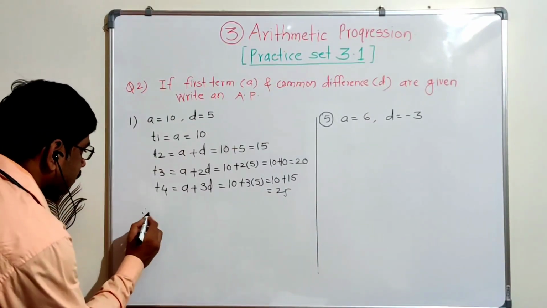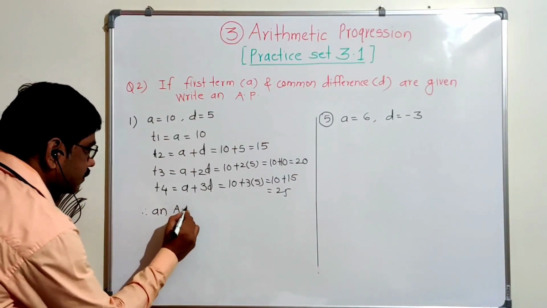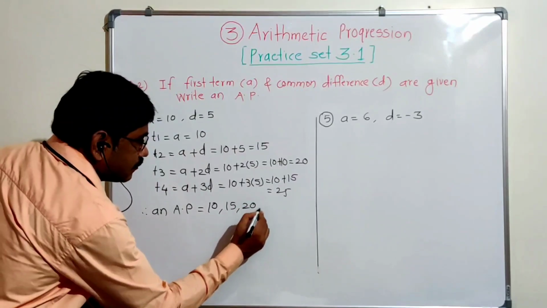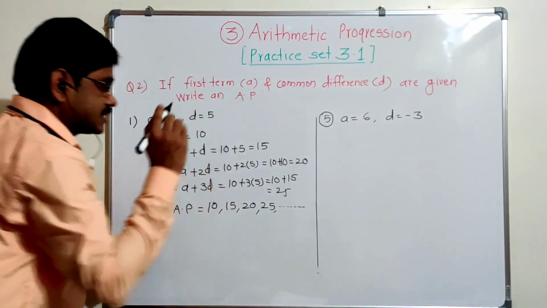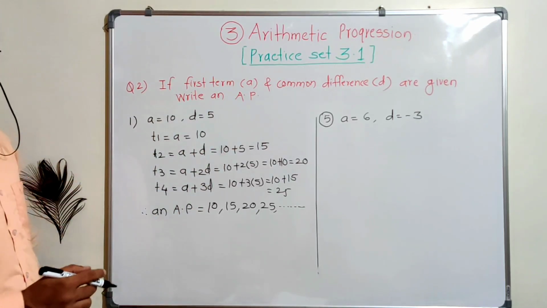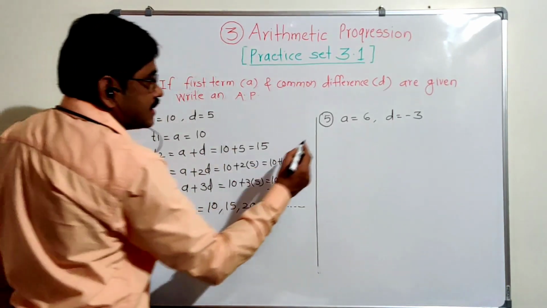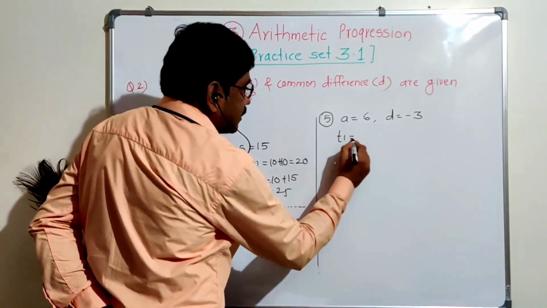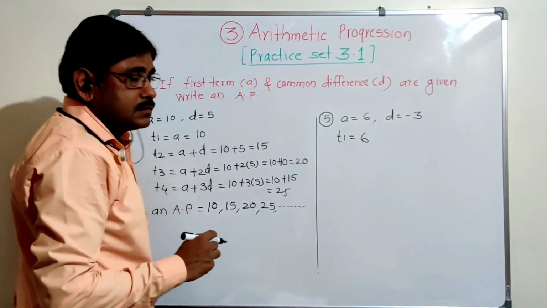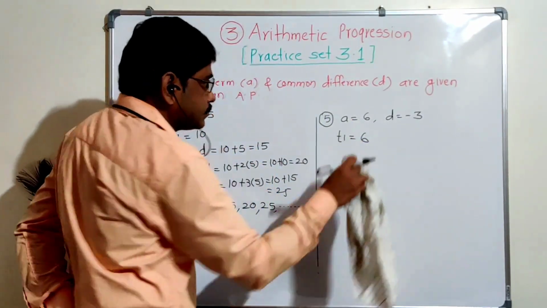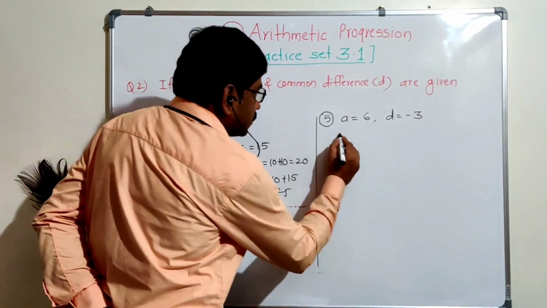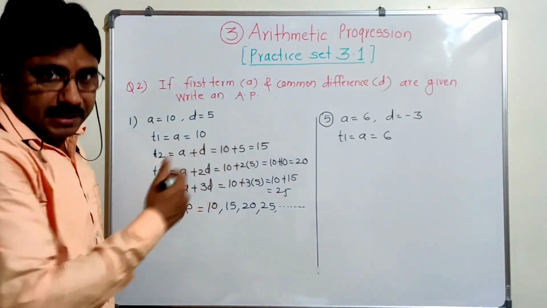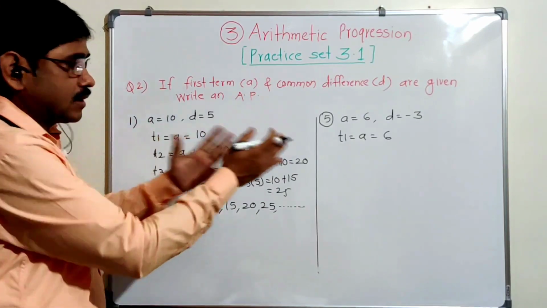Therefore, an AP is: first term 10, second term 15, third term 20, fourth term 25, and so on. Now let us see one more example from this. Here A is equal to 6 and D is equal to minus 3. So find T1. T1 is equal to A, so T1 is equal to 6. Here we use that second method to show this one. You can use this method or this method.